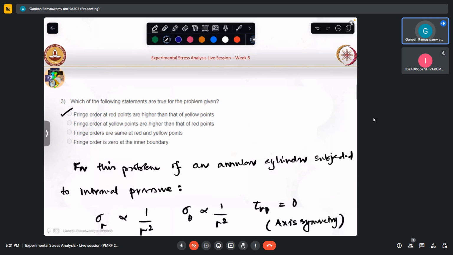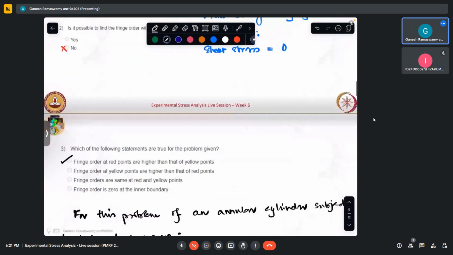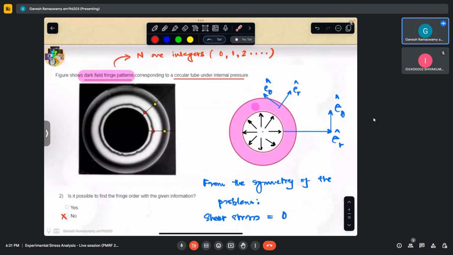Let us just look at the third option. It says that the fringe order is same at the red and yellow points. Now we are able to see that this is a discernible fringe. We can clearly see that there is white on both the sides and we have a black pattern like that. Similarly, here we have a clear black pattern like that, which indicates that these are not the same fringe orders. If this was the same, let us say at black, and at the red and yellow point, if the fringe orders were same, then the entire thing would be of the same color, meaning entire thing would be black. But that is not the case. Here we are able to see individual fringes.